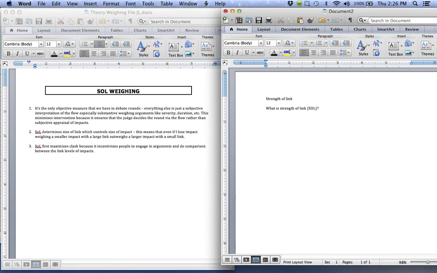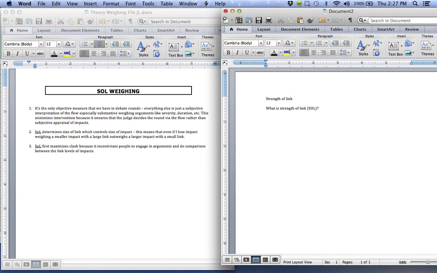If I'm deciding which impact is the largest, there are 2 ways for me to decide. One is based off the weighing arguments made in the debate round in terms of magnitude and probability, and 2 is in terms of the strength of link. Strength of link explains how likely it is that the other person accesses their weighing arguments. Now, another way to conceive of strength of link is as an answer to the question of how probable your impact is.